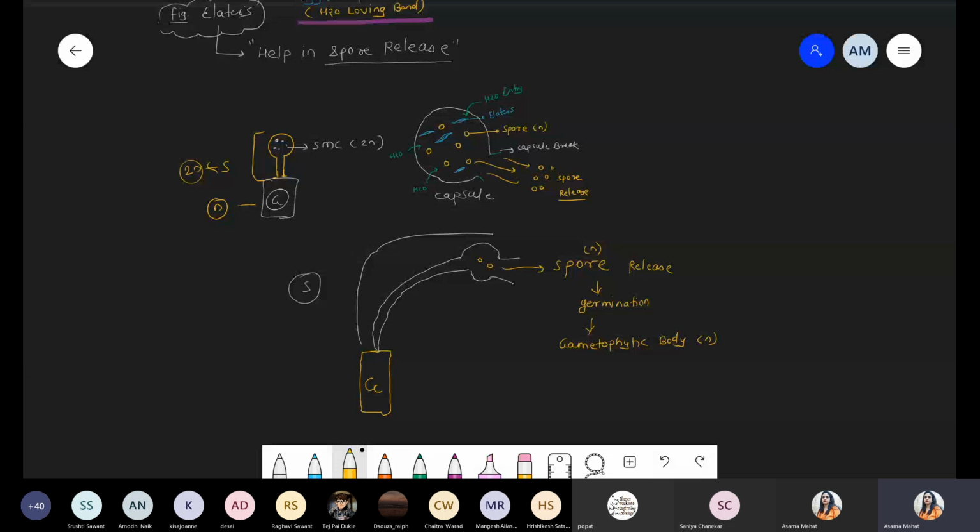The capsule swells up because of the elaters, because the elaters absorb the water. Now what happened? Excess absorbing of water. A lot of water inside.